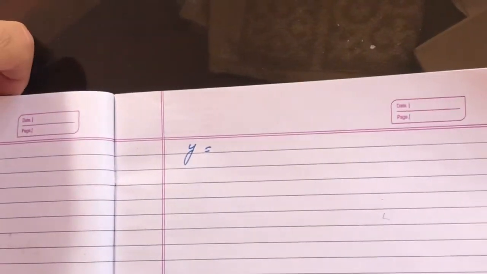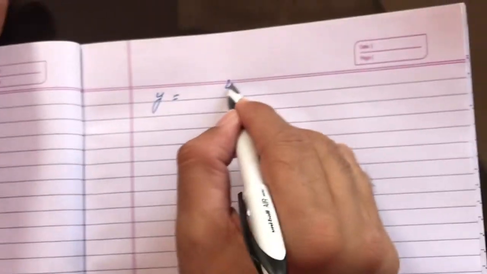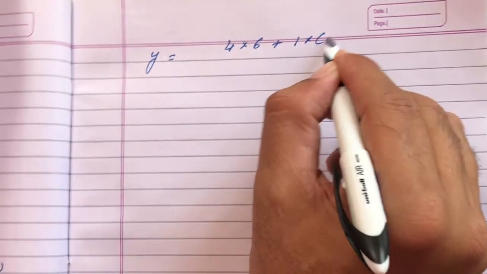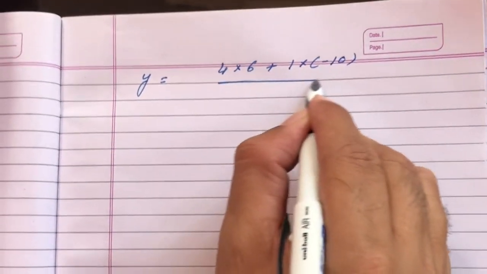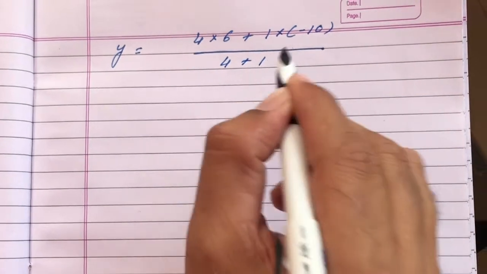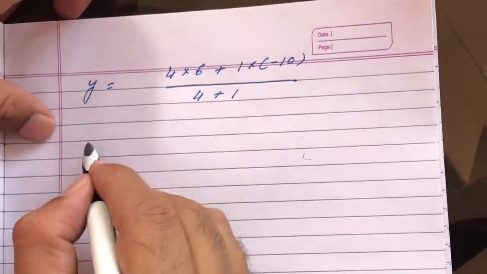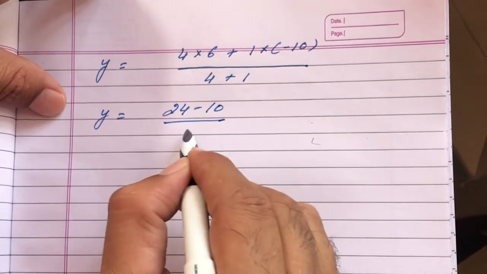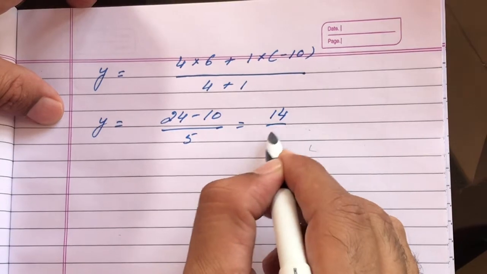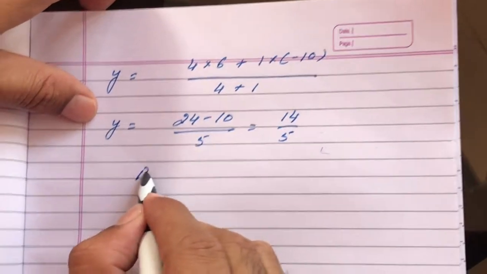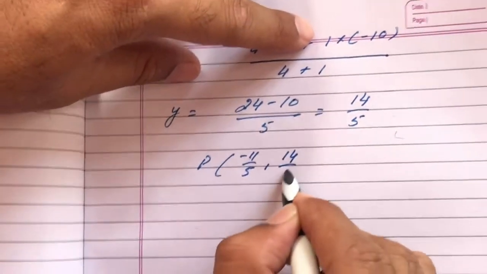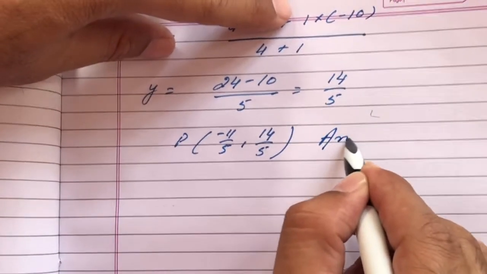Then y is equal to m1 y2 plus m2 y1, 4 into 6 plus 1 into minus 10, upon m1 plus m2. So y is 24 minus 10 upon 5, it is 14 upon 5. So the point P is minus 11 upon 5 and 14 upon 5. This is the answer.